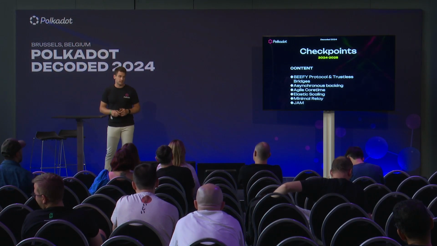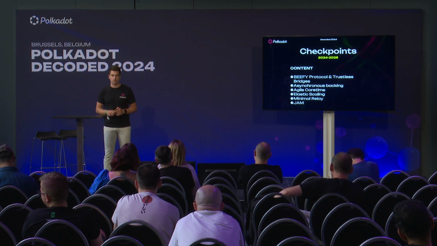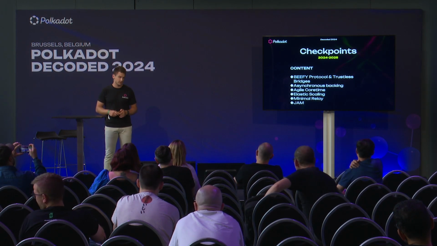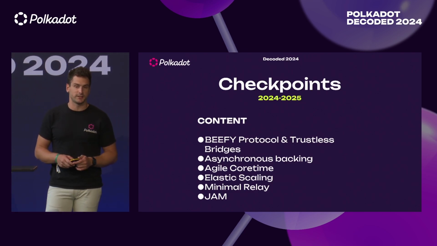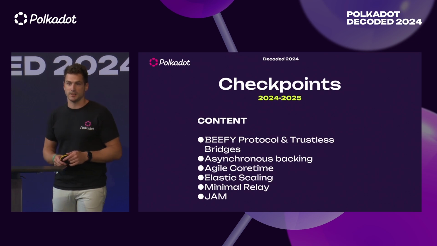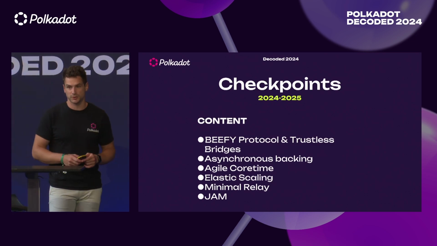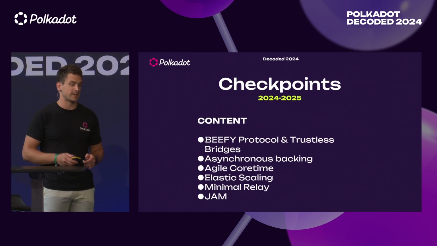When I also talk about L1, it's not L1 cache or this kind of thing. It's just layer 1, the typical blockchain that we know today, like Solana or Bitcoin or Ethereum. Right, let's start. The checkpoints of this talk are the Beefy protocol, which ensures trustless communication with protocols different from Polkadot, then asynchronous backing, agile core time, elastic scaling, the minimal relay chain, and then Gem. Probably some of these concepts were already mentioned during Decoded in other talks. I will briefly dive into each one of those.